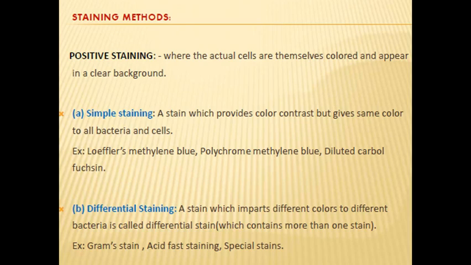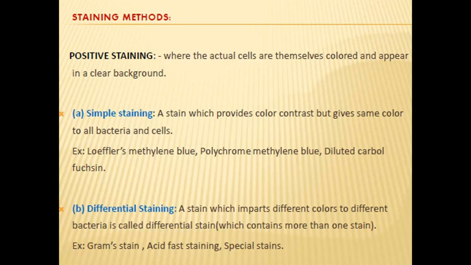For example, methylene blue, polychrome methylene blue, dilute carbol fuchsin. These stains are used to perform simple staining. In simple staining, the color contrast gives the same color to all bacteria and cells.